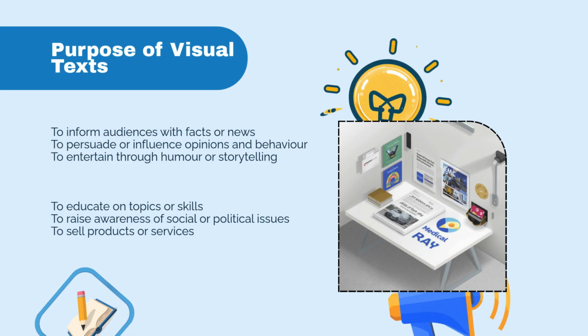Visual texts are created for different purposes. They may inform, persuade, entertain, educate, raise awareness, or sell a product. To identify the purpose, examine the message, target audience, language, and design choices. The purpose explains what the creator wants the viewer to think, feel, or do.